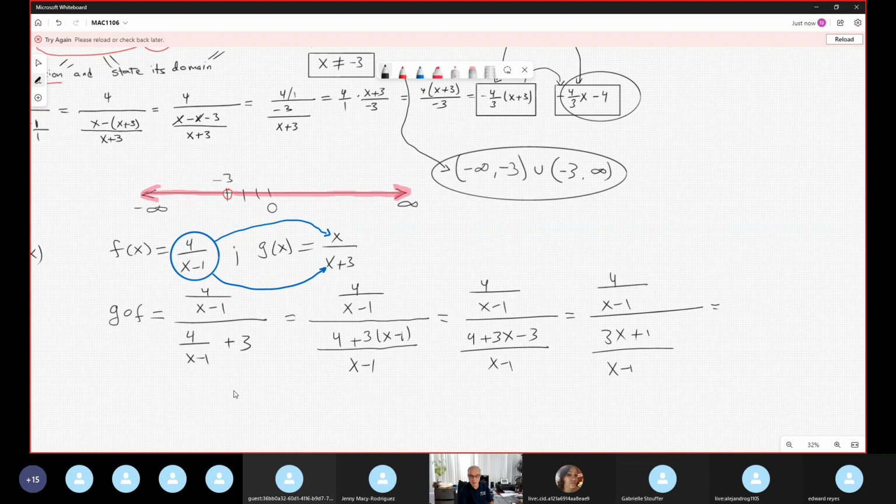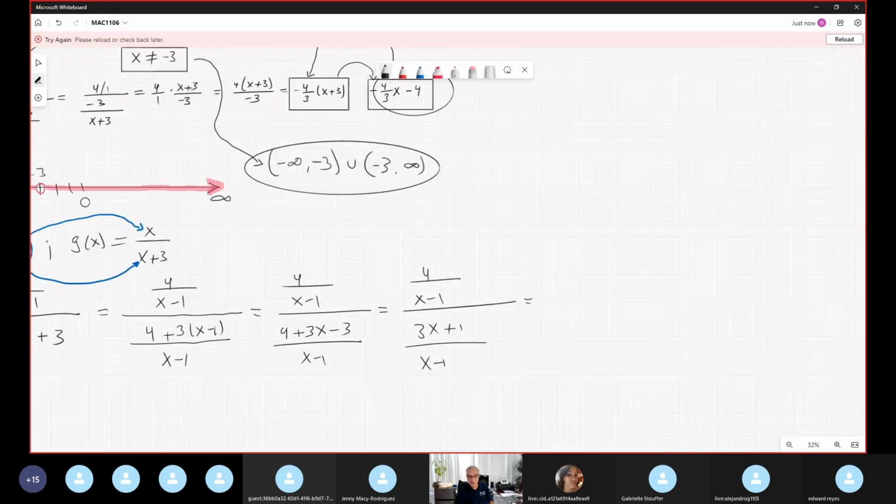And division, you copy the numerator exactly the same. I don't touch, I just bring down. And multiplication by the reciprocal of this. And it's 4 over 3x plus 1. That is my new expression.